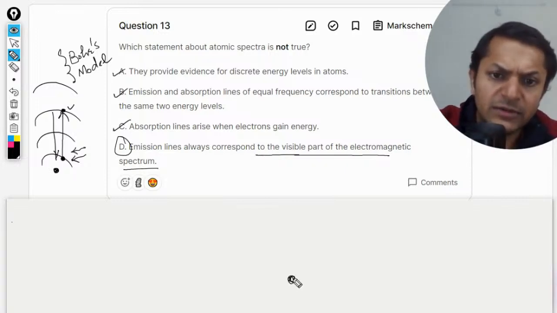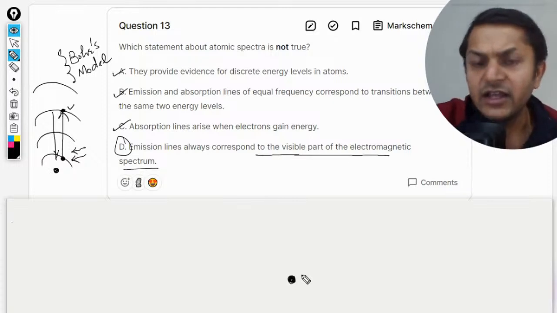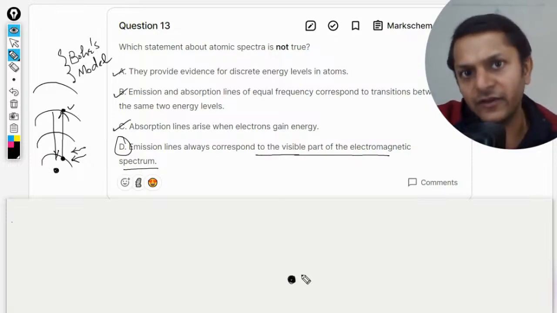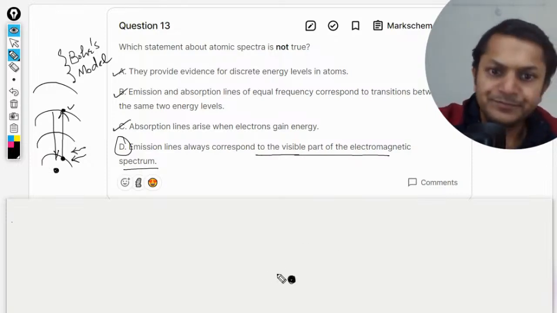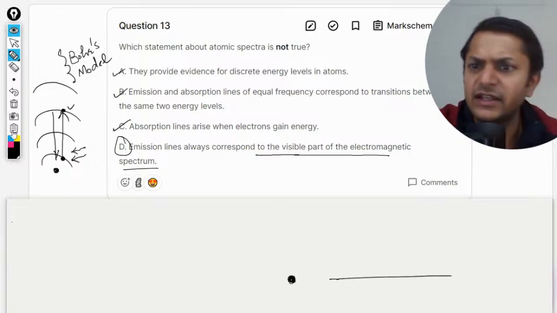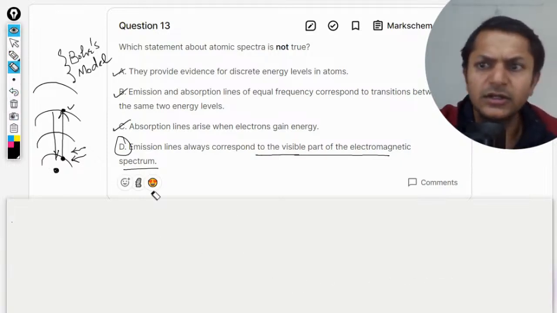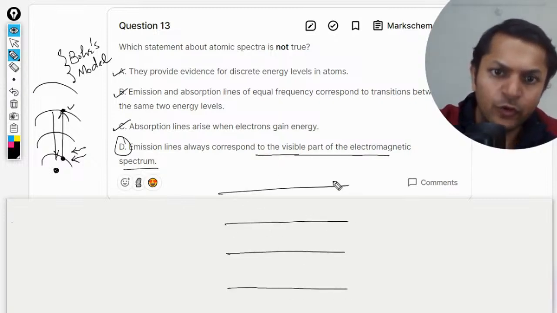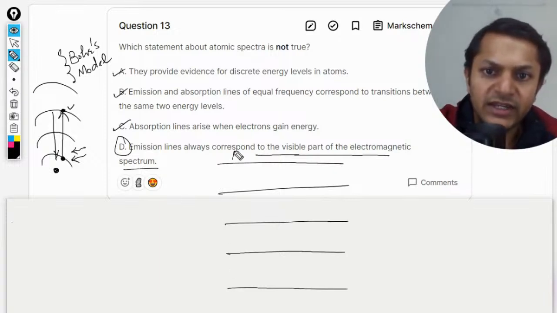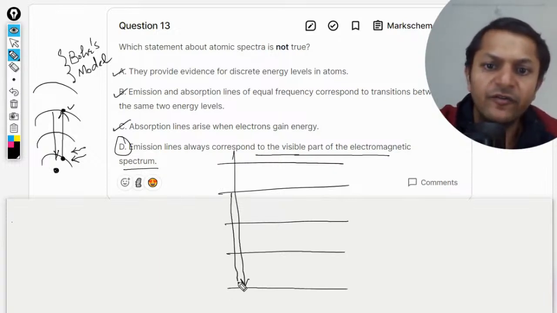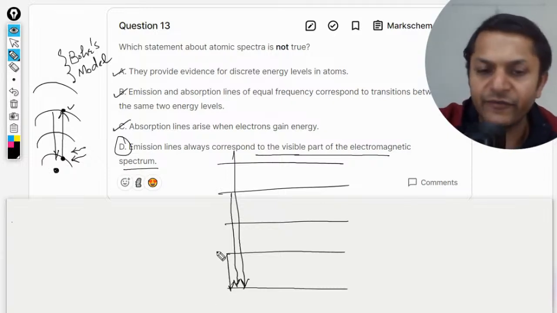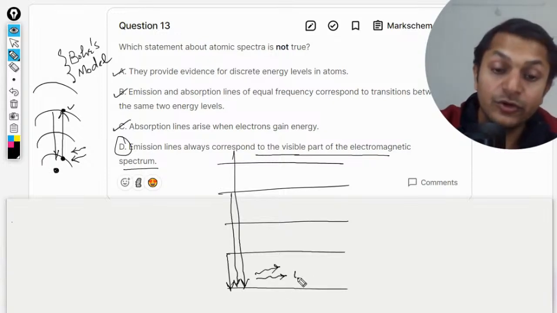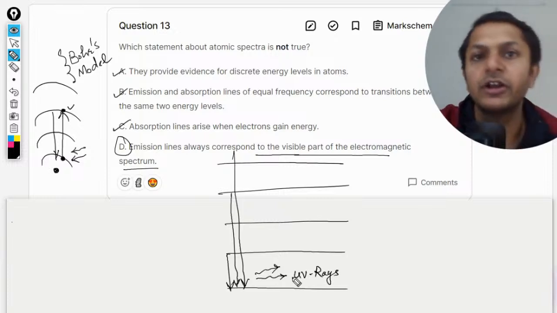In chemistry, students might have studied the Lyman series, Balmer, Paschen, Brackett, and Pfund. What is happening is, let us say there is a first energy level, second energy level, third energy level, fourth, fifth, like that. When an electron jumps into the first energy level, wherever it is jumping from, these are known as the Lyman series, and the energy produced is UV rays, ultraviolet.